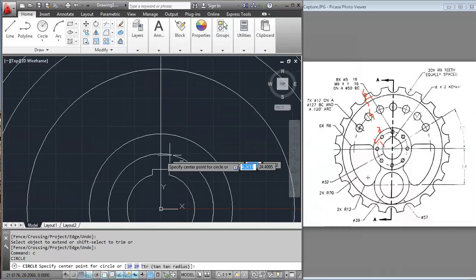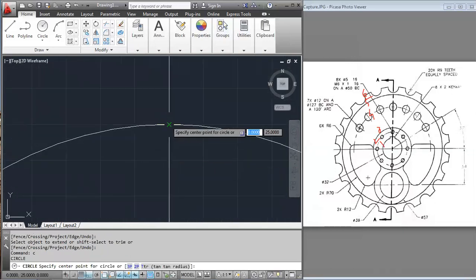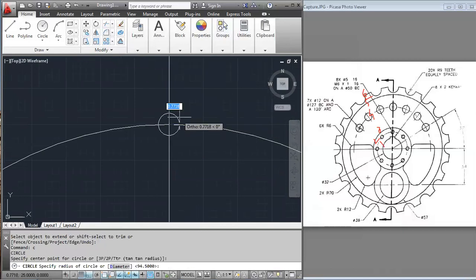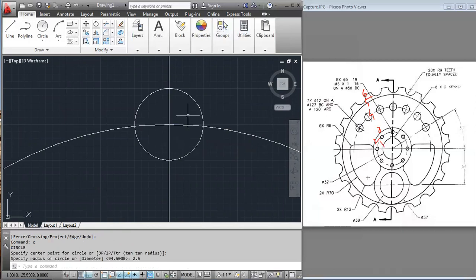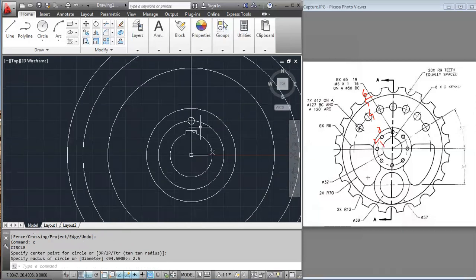So again, C for circle. I will go over here. This is my point of the circle. The radius of this circle is how much? Diameter of the circle is 5, right? So the radius would be 2.5. Enter. So this circle has been done. Now I will use polar array to get 8 number of circles, right?